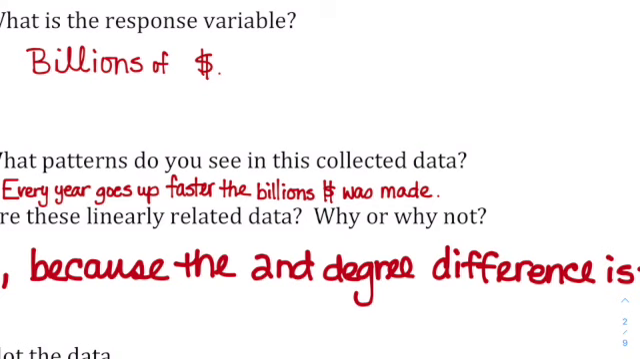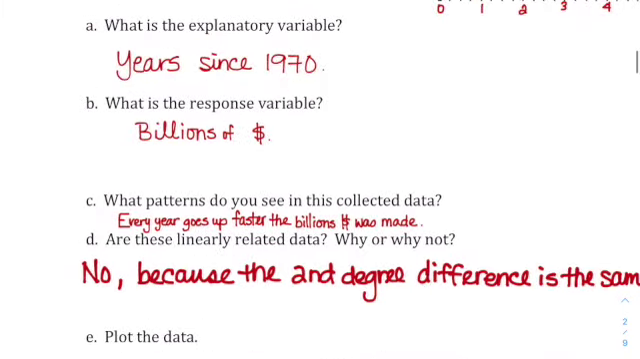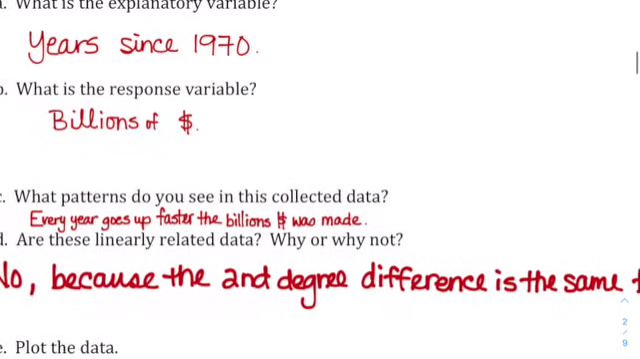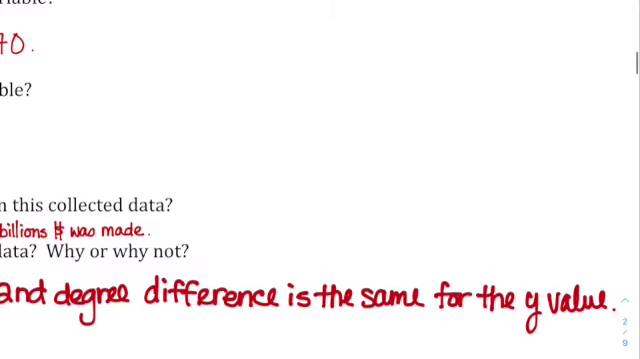All those things are totally okay, but I prefer to use the units, which in this case X is year and Y is $1 billion. All right. D. Are those linearly related? No, it's not linearly related. Now, here's something that's new. Because the second degree difference is the same for the Y value. Now, what does that mean?